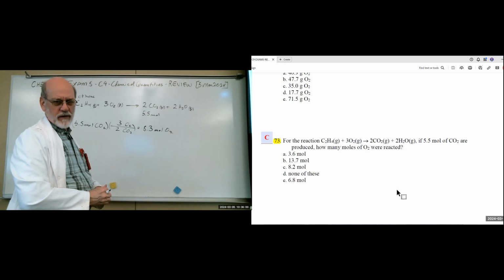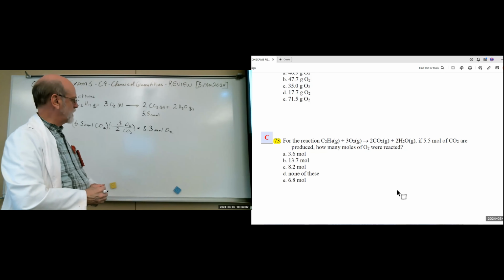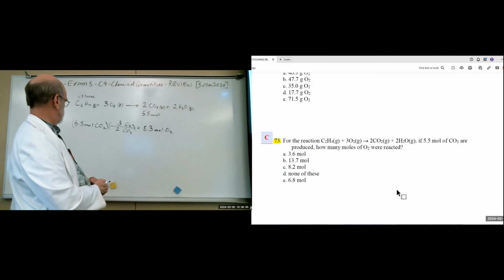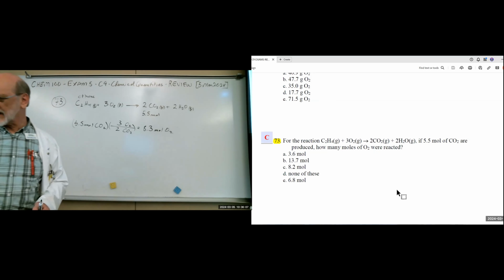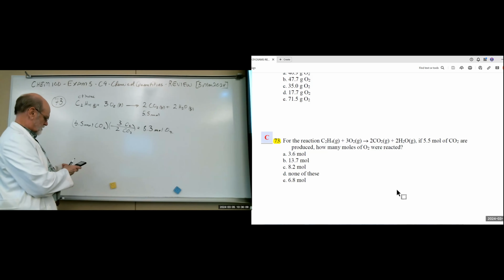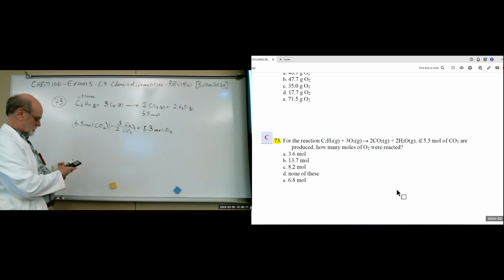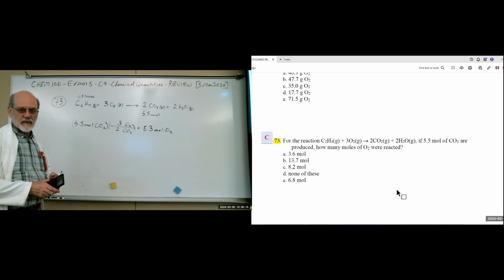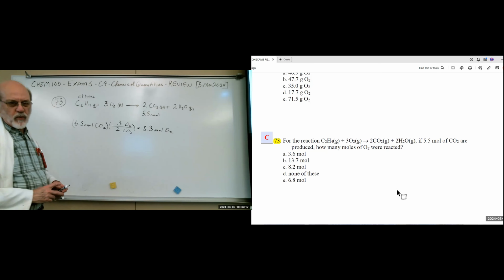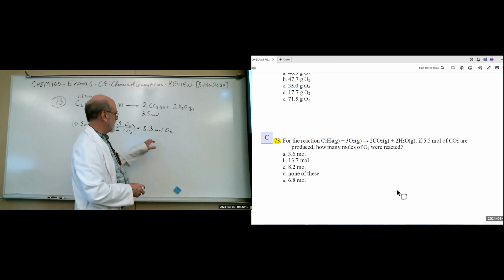Okay, rounding error. I get 8.3, they get 8.2. Let me make sure I calculated that right. 5.5, enter, 3 times 2 divide. Yep, mine's right. It's 8.25 rounded up to 8.3.